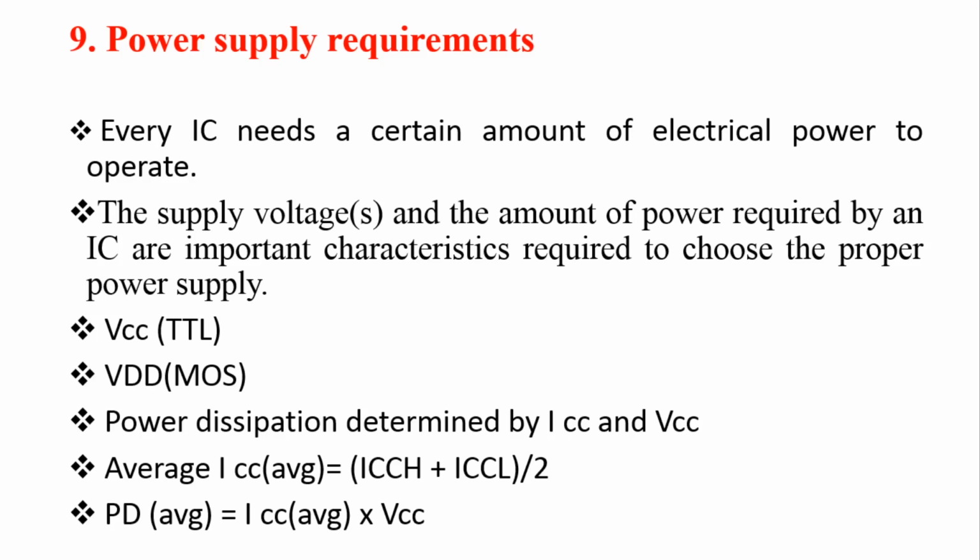Power dissipation is determined by ICC and VCC. So average ICC is equal to ICC high plus ICC low divided by 2, and average power dissipation is equal to average ICC into VCC. So this is the formula to calculate the power dissipation, as we have seen in the second topic in the same lecture.